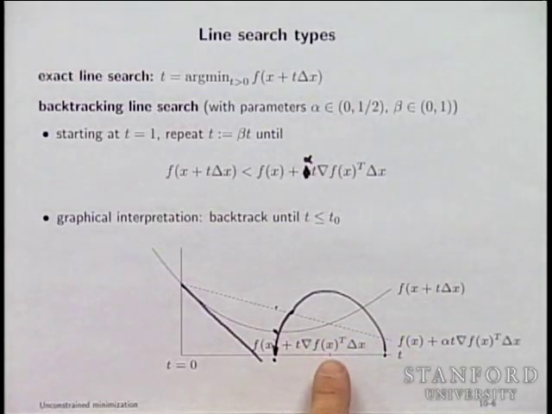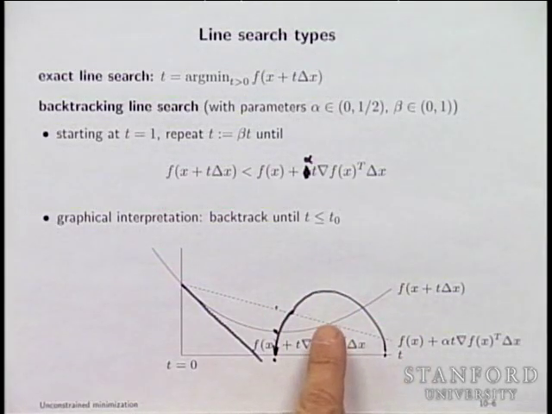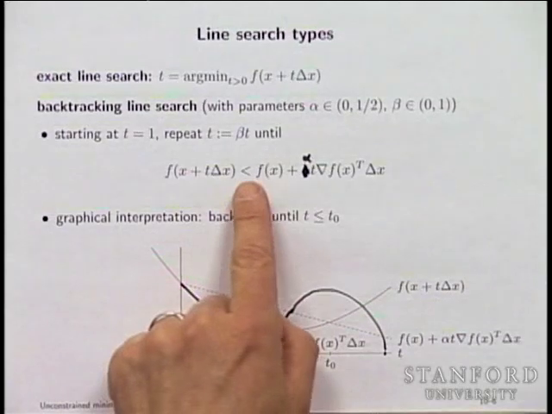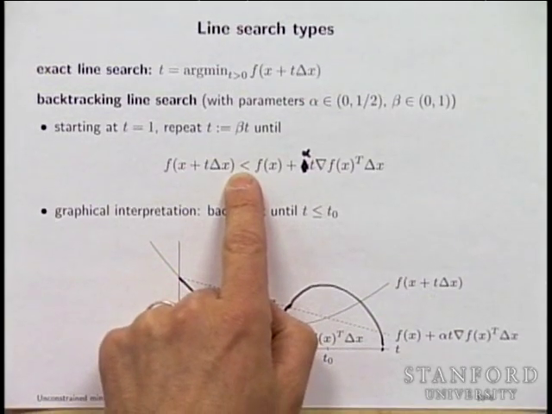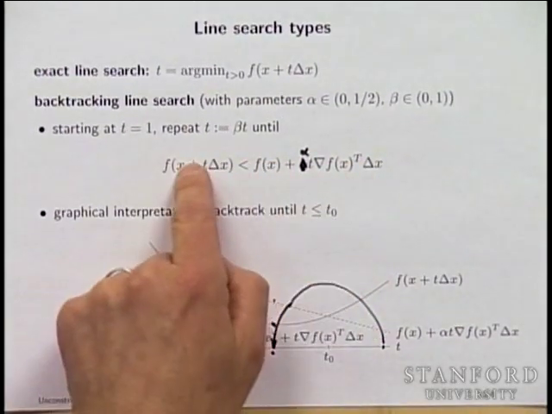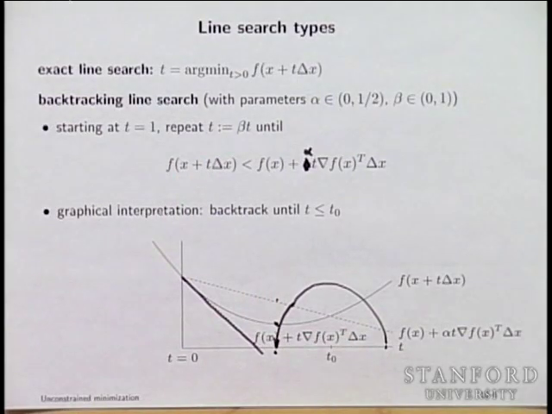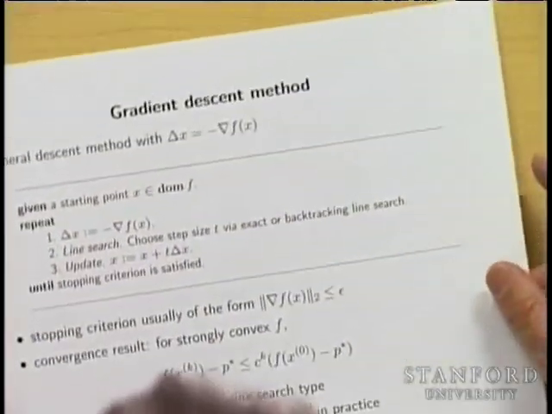And what happens is you get the first point when you multiply by beta that lies below this critical value t0. t0 is the first point where you get equality in this thing. It's where this line intersects the actual function there. Okay, so that's the picture. These are the line search types.